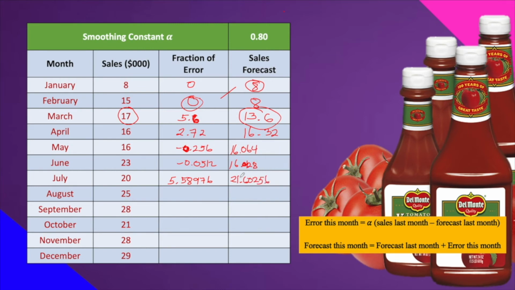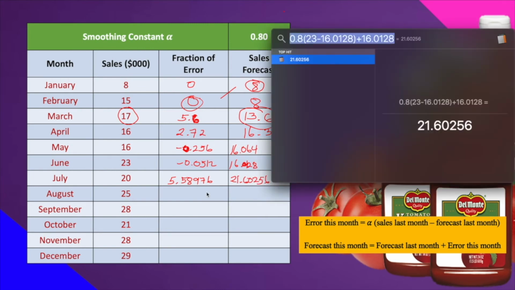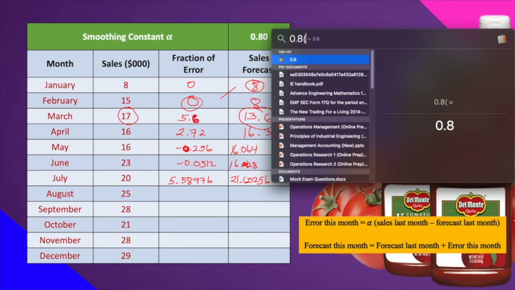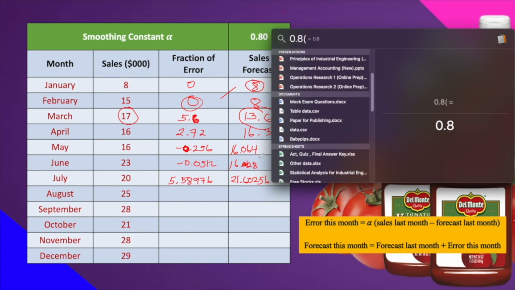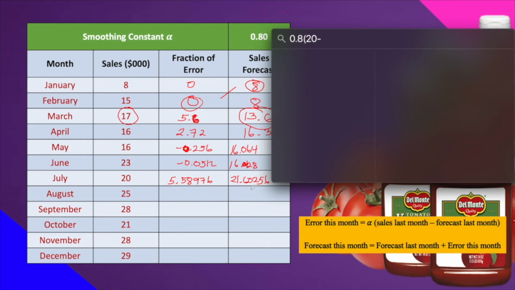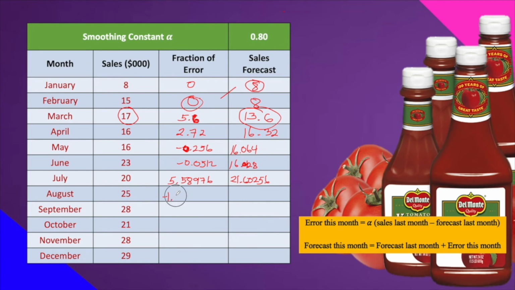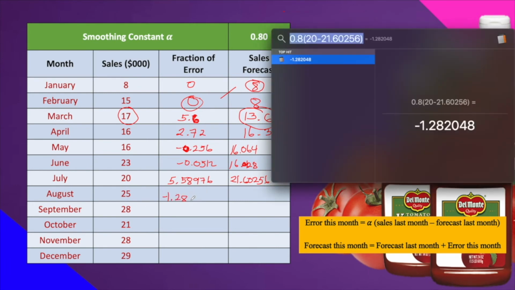Okay, for the August, error this month, 0.8 yung ating smoothing constant. Multiply to sales last month, which is 20, minus our forecast last month, 21.60256. Answer natin, we have negative 1.282048.